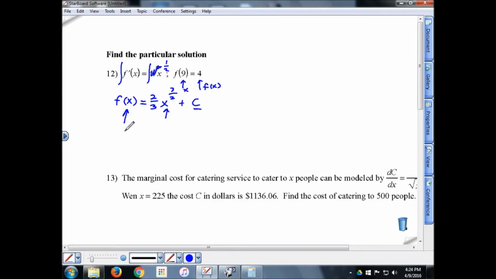So plugging in those values, 4 equals 2/3 times 9 to the 3/2 plus c. 9 to the 3/2, well, the square root of 9 is 3. 3 cubed is 27. And 27 divided by this 3 is 9. 9 times 2 is 18. So that turns into 18 plus c. So c equals negative 14. So the particular solution is 2/3 x to the 3/2 minus 14.